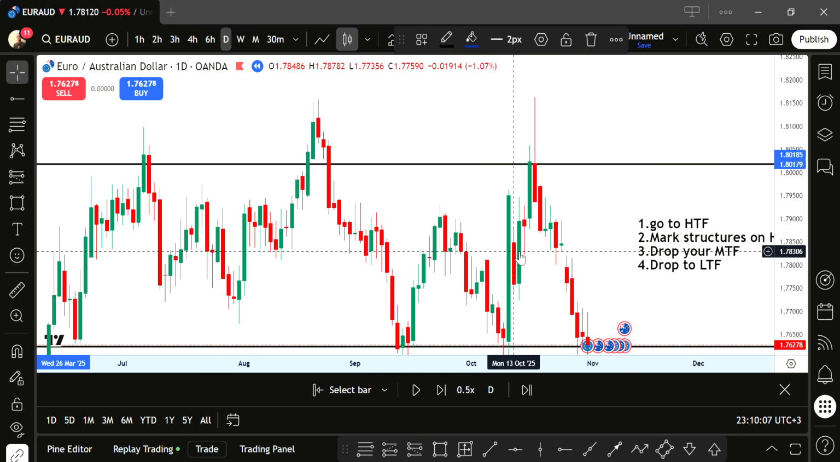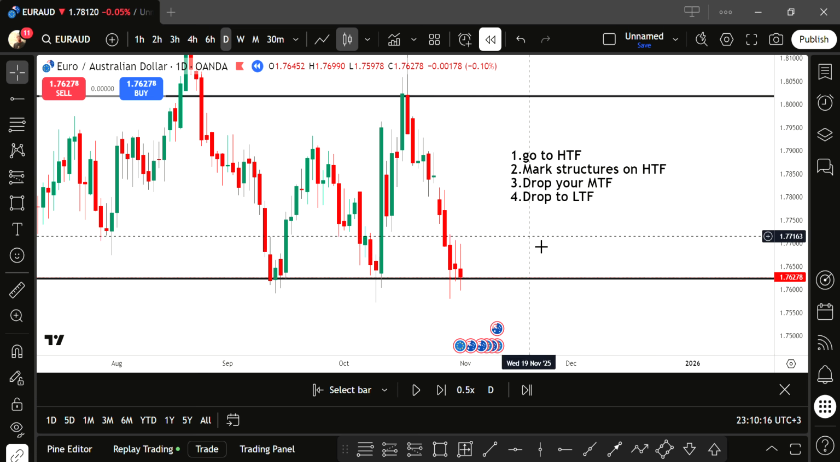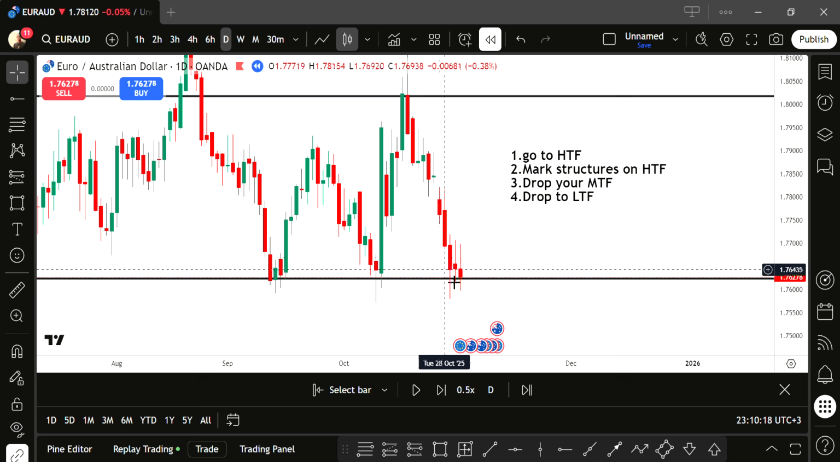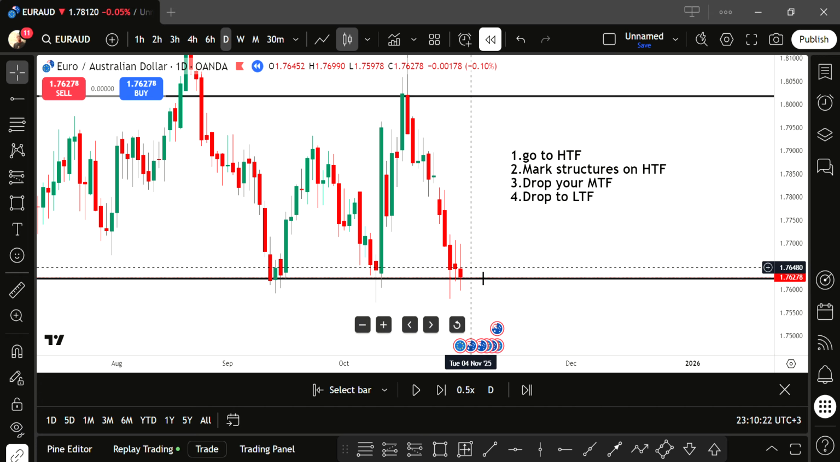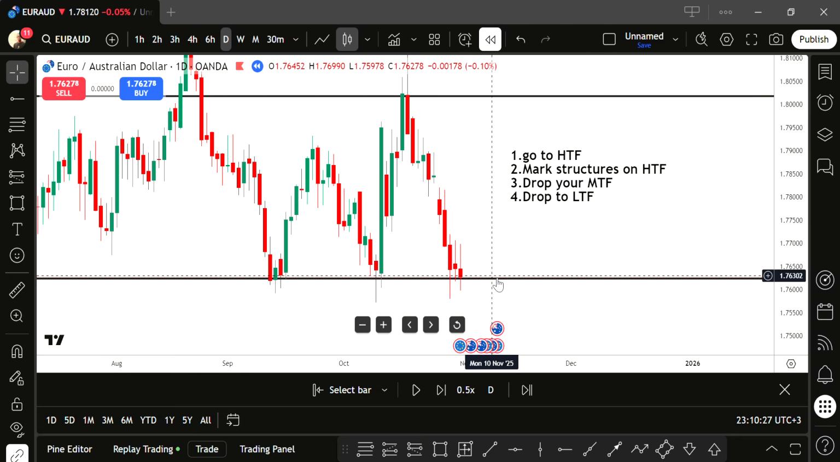We have refined our zone, we marked our structures. So the next thing we want to do is drop to the medium time frame, where we are now looking at this zone for confirmations to go to the lower time frame. So what are the confirmations? Confirmations are going to be very simple: indecision candles at this level, or any bullish engulfing candle at this level. That is what is going to be our confirmation in order for us to drop to the lower time frame.